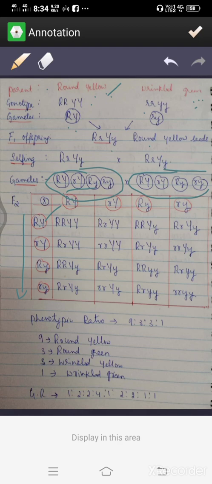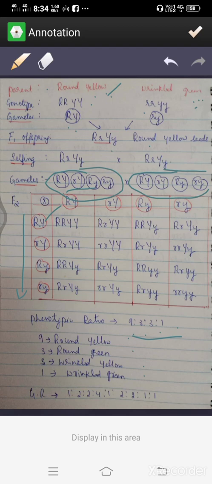So when this is done, the phenotypic ratio obtained was 9:3:3:1. The 9 was round yellow, 3 was round green, 3 wrinkled yellow and 1 wrinkled green. So in the F2 ratio of the dihybrid cross, Mendel obtained 4 types of plants: 9, 3, 3, 1. Totally 16 plants, that is, he got 16 plants in the F2 generation.